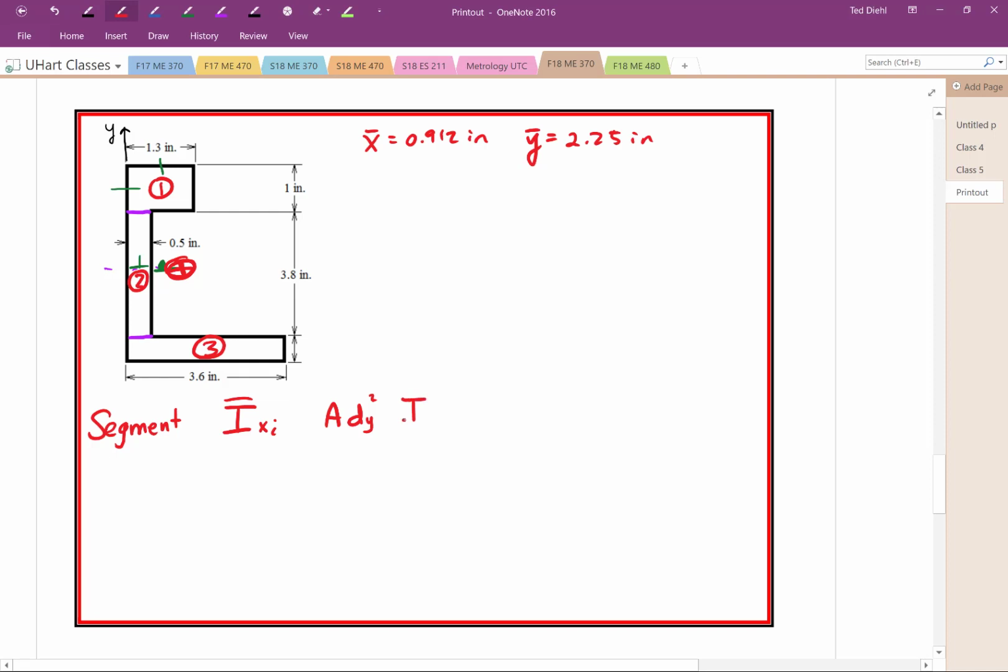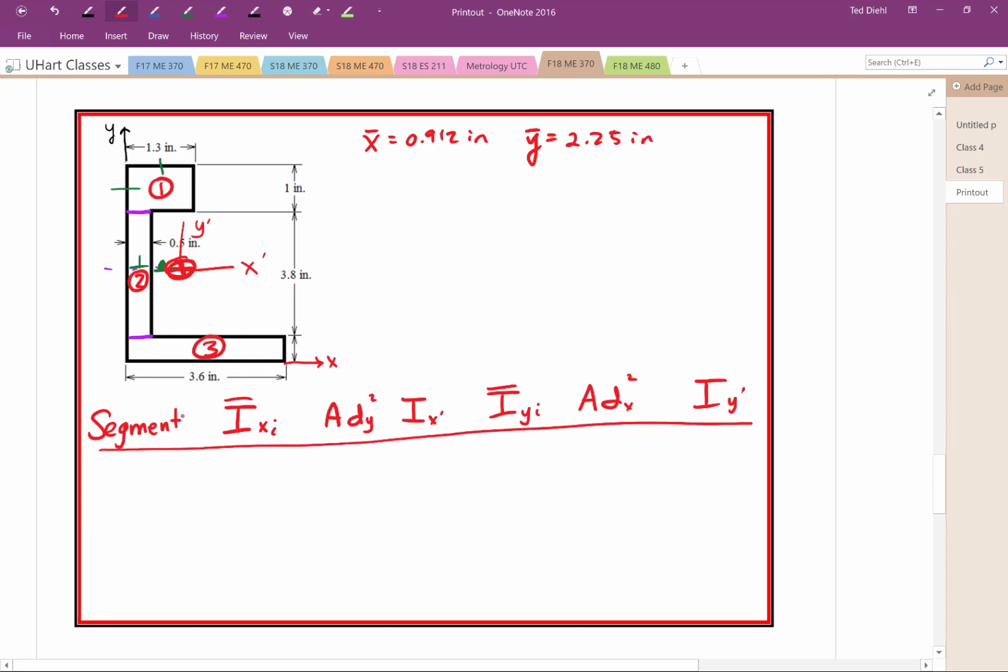And then I'll write A dx. I'll call this X prime and this Y prime. Those are the new axes, centered at the centroid. For another part of my columns, I'll write I y i, then A dx squared, and then I y prime. Hopefully I'll have enough room here. Segments 1, 2, and 3.